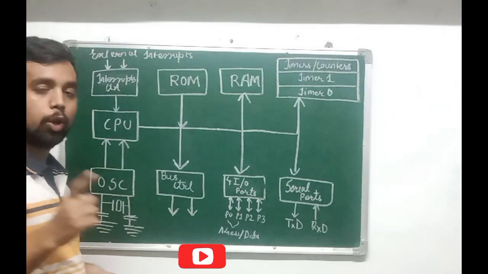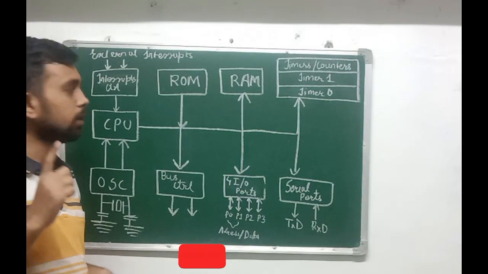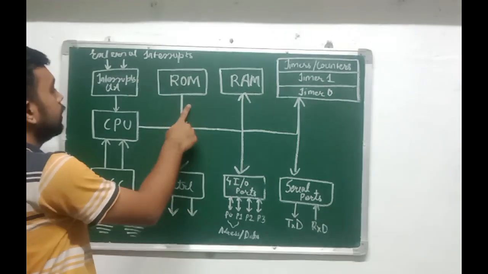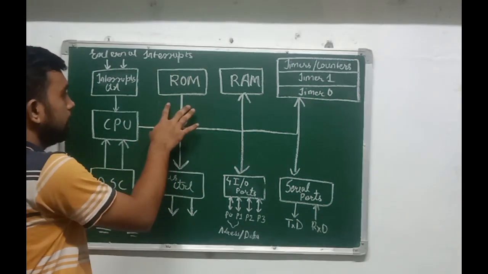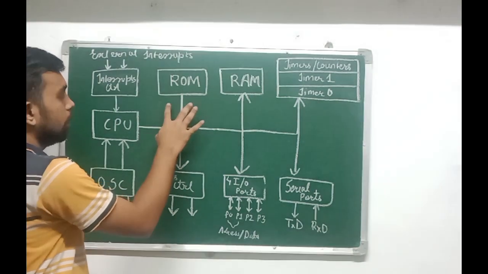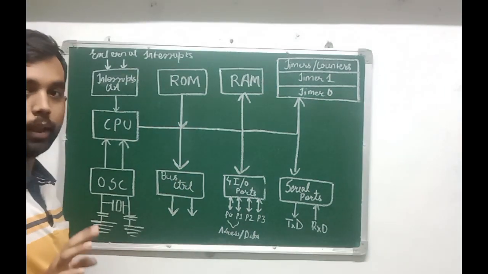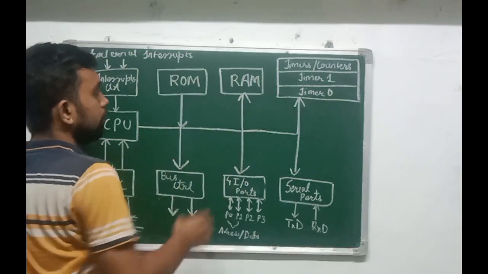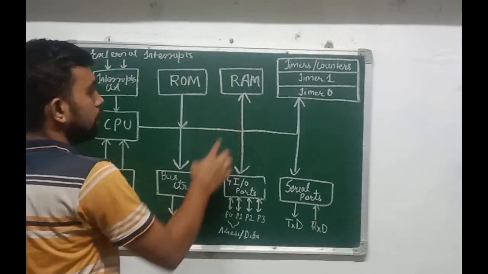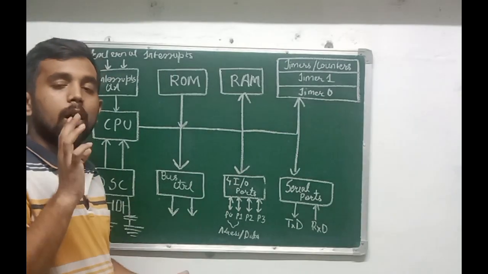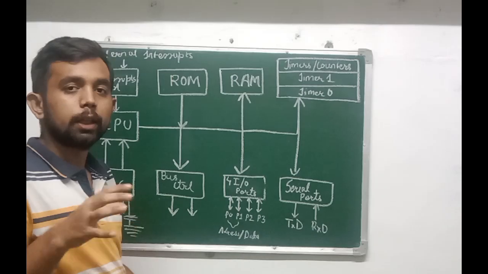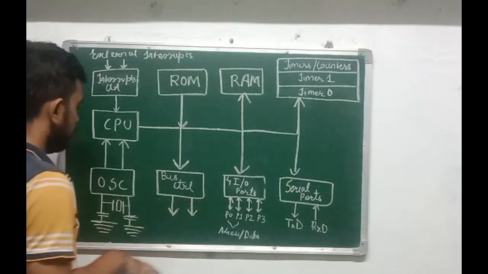In the 8051, the ROM capacity is 4 kilobytes, and its work is to store programs permanently. Then RAM, random access memory. In the 8051, the RAM capacity is 128 bytes, and the work of RAM is to store programs temporarily in the 8051 device.